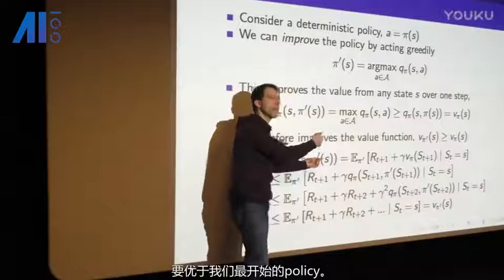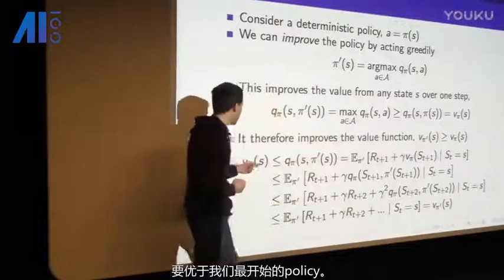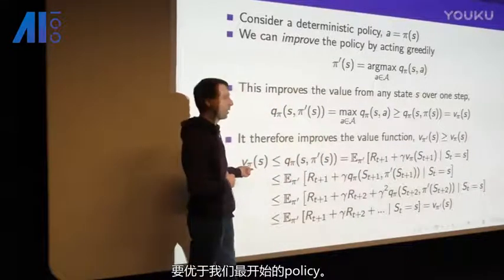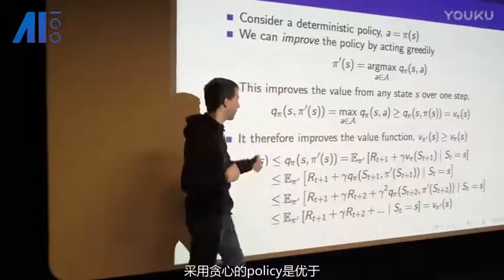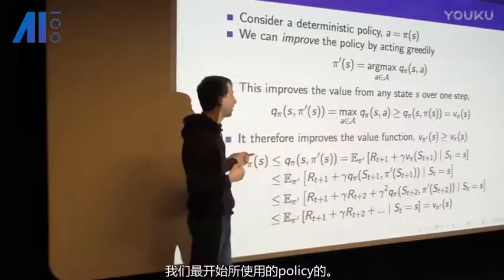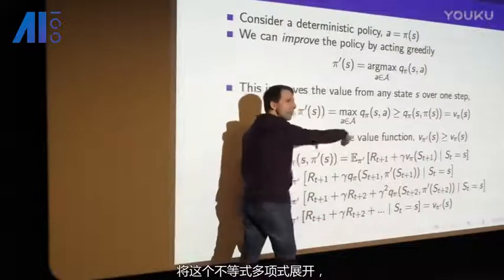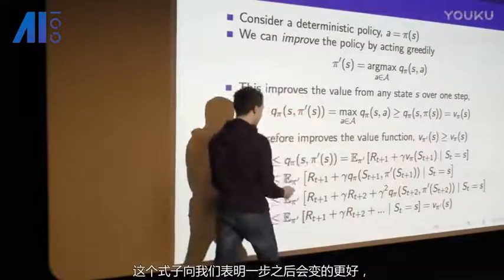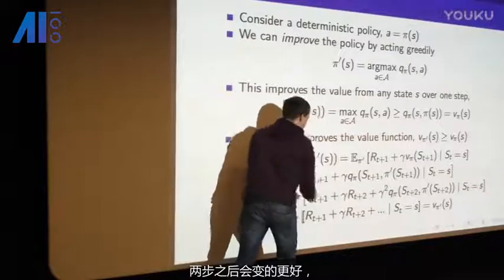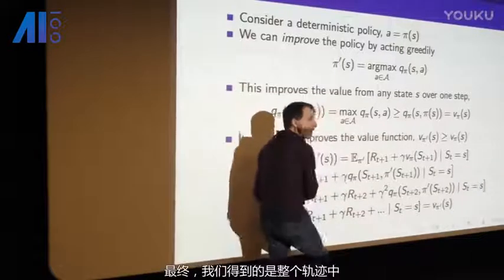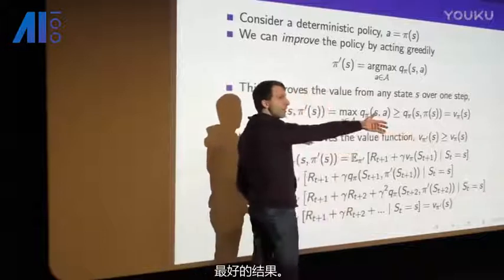Taking our greedy policy for one step is better than the thing we started with. That's what this tells us. And all we're going to do is unroll this inequality multiple times to show, first of all, that it's better for one step, then that it's better for two steps, then for three steps, and then eventually that it's better for the whole trajectory.